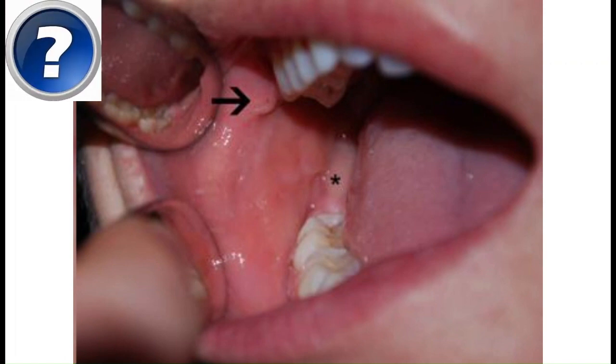Question. What is this black arrow pointing at? It is pointing at the upper part of the cheek, where you can see the slight elevation, which is more obvious than in the previous slide, and there is an opening in the middle of what is called the papilla, and you can see the opening very clearly. This is the opening of the parotid salivary gland into the mouth opposite the upper second molar tooth.